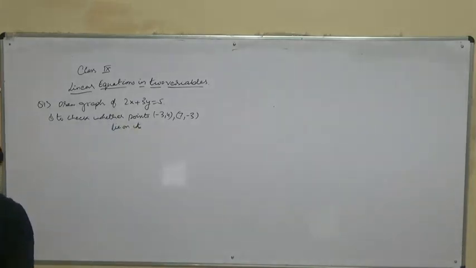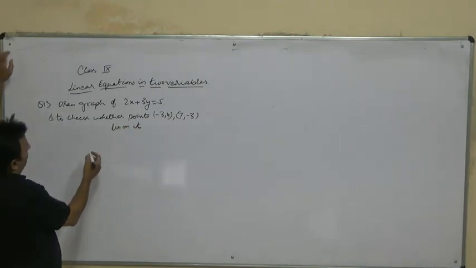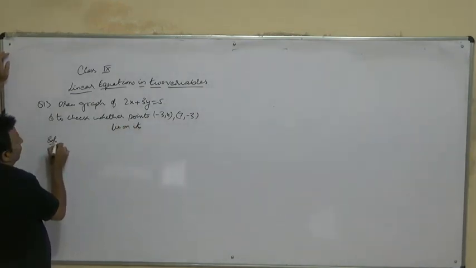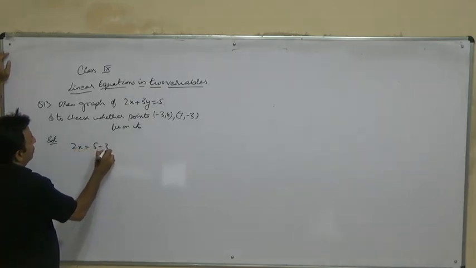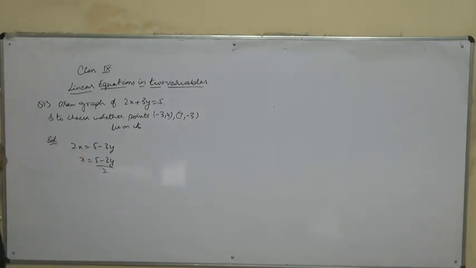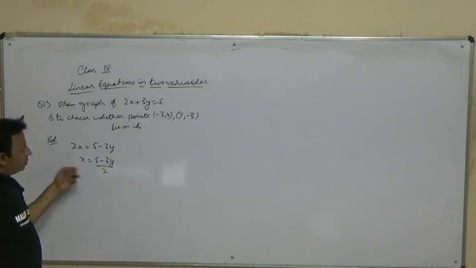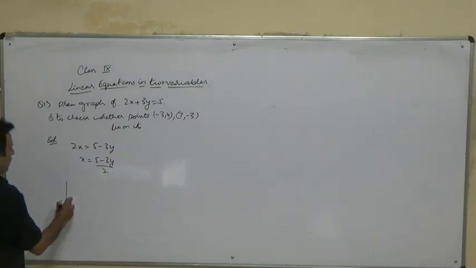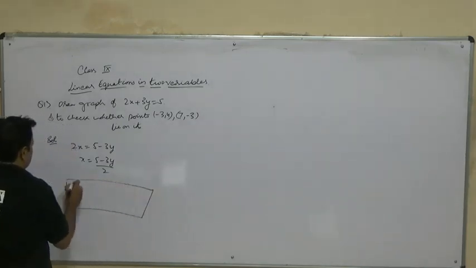So as we did yesterday, whenever we want to plot a graph in linear equation in two variables, what we will do? We will transfer the equation, one variable to the right hand side and make one variable independent. For example, 2x is 5 minus 3y, x will be equal to (5 minus 3y) upon 2. Now what we will do? We will put different values of y and get the corresponding values of x. So likewise we may have these values.